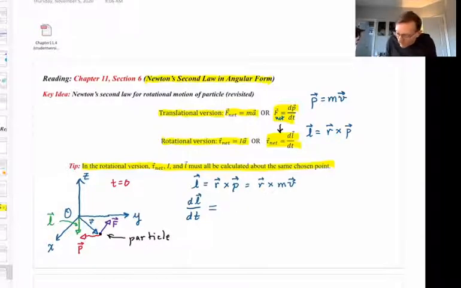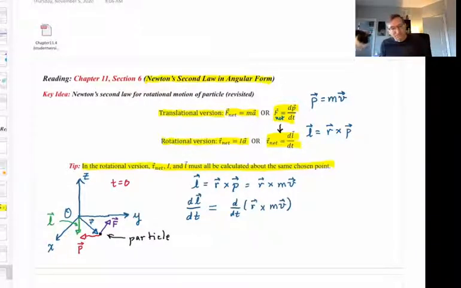I want blue. d/dt of this quantity on the right-hand side, r cross mv. Cross is a form of multiplication for vectors. So what I'm really doing on the right is taking the derivative of a product of vectors. Yes, for the derivative of a product, we have to use the product rule. We take the derivative of the first vector crossed into the second vector, plus the first vector crossed into the derivative of the second vector.